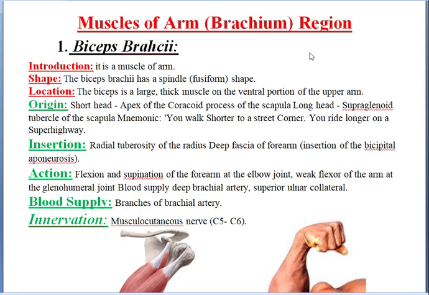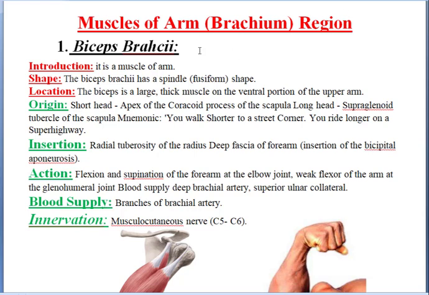We are discussing the human muscular system. So up to now we have discussed the muscles of the shoulder region. We have started discussion on the muscles of the upper limb, in which we have discussed the muscles of the pectoral region, the muscles of the back region and the muscles of the shoulder region. Now the fourth region in your upper limb is your brachium or arm region.